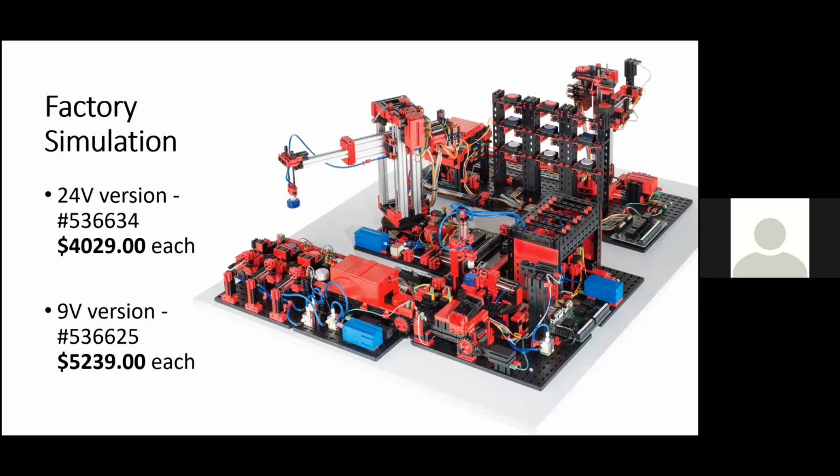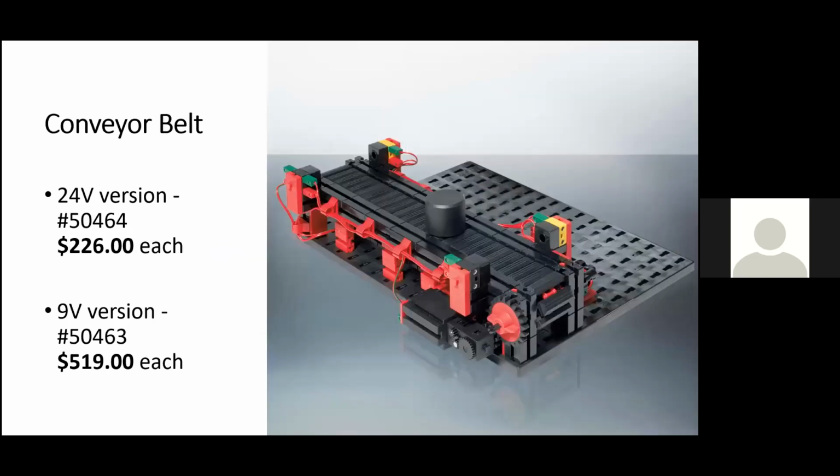When we get to the factory simulations, the 24-volt variation, this is the regular factory simulation, not the IoT version. The regular factory simulation in the 24-volt version is $4,029. The 9-volt version, once again, pre-wired to the robotics TXT controllers, is $5,239. The conveyor belts, the 24-volt version, 50464, is $226 per unit. A 9-volt version wired to the TXT controller is $519 per unit.